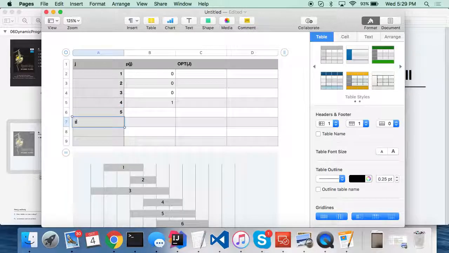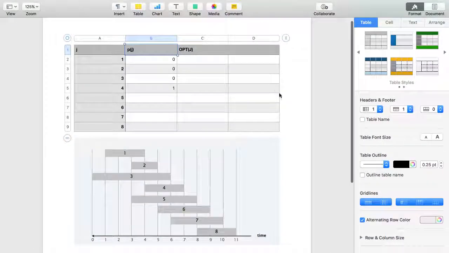So 5, 6, 7, 8. Fits perfectly. So P of 5 is what? 0. How about P of 6? No, 1 and 2. So 2. Only 2 is the highest one. So you just take the highest. I just take the highest one. Okay. How about 7? 3. And how about 8? 5. Right?